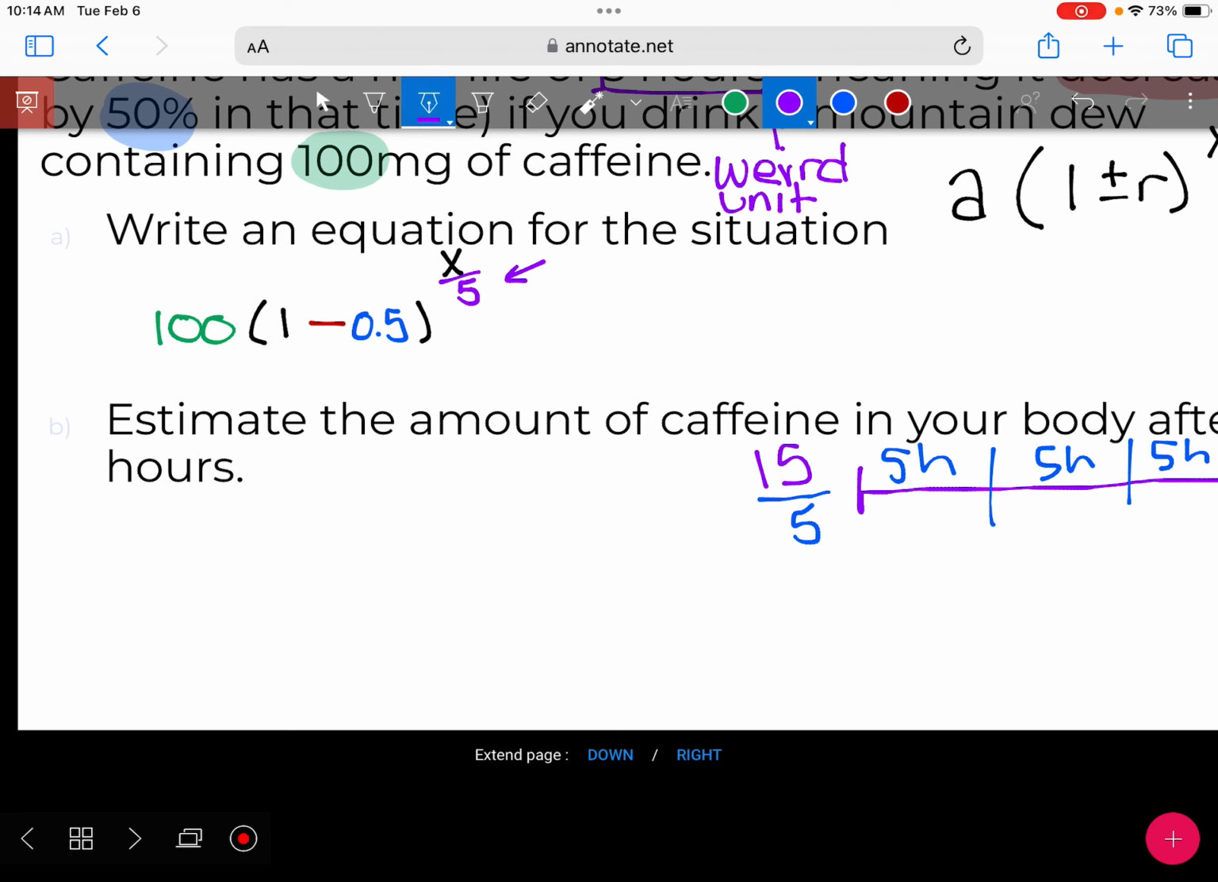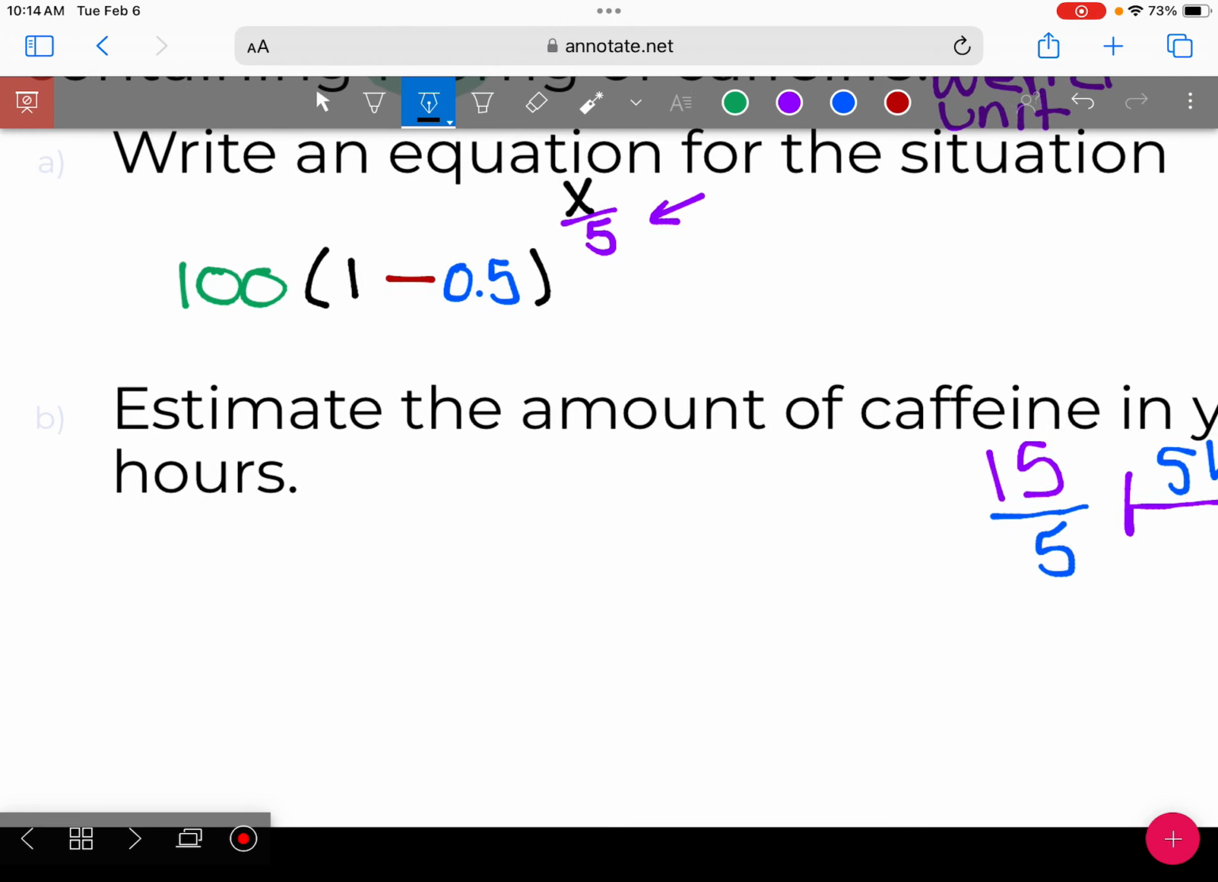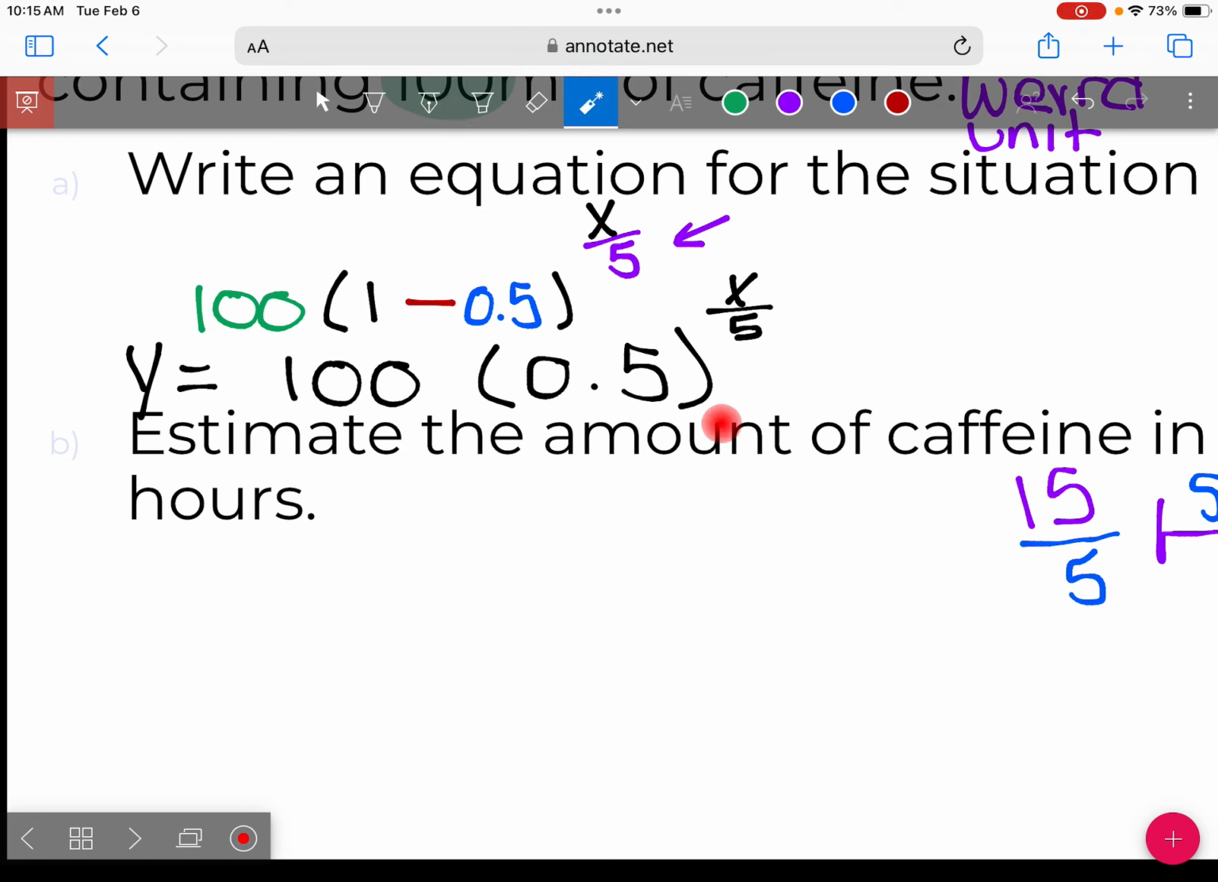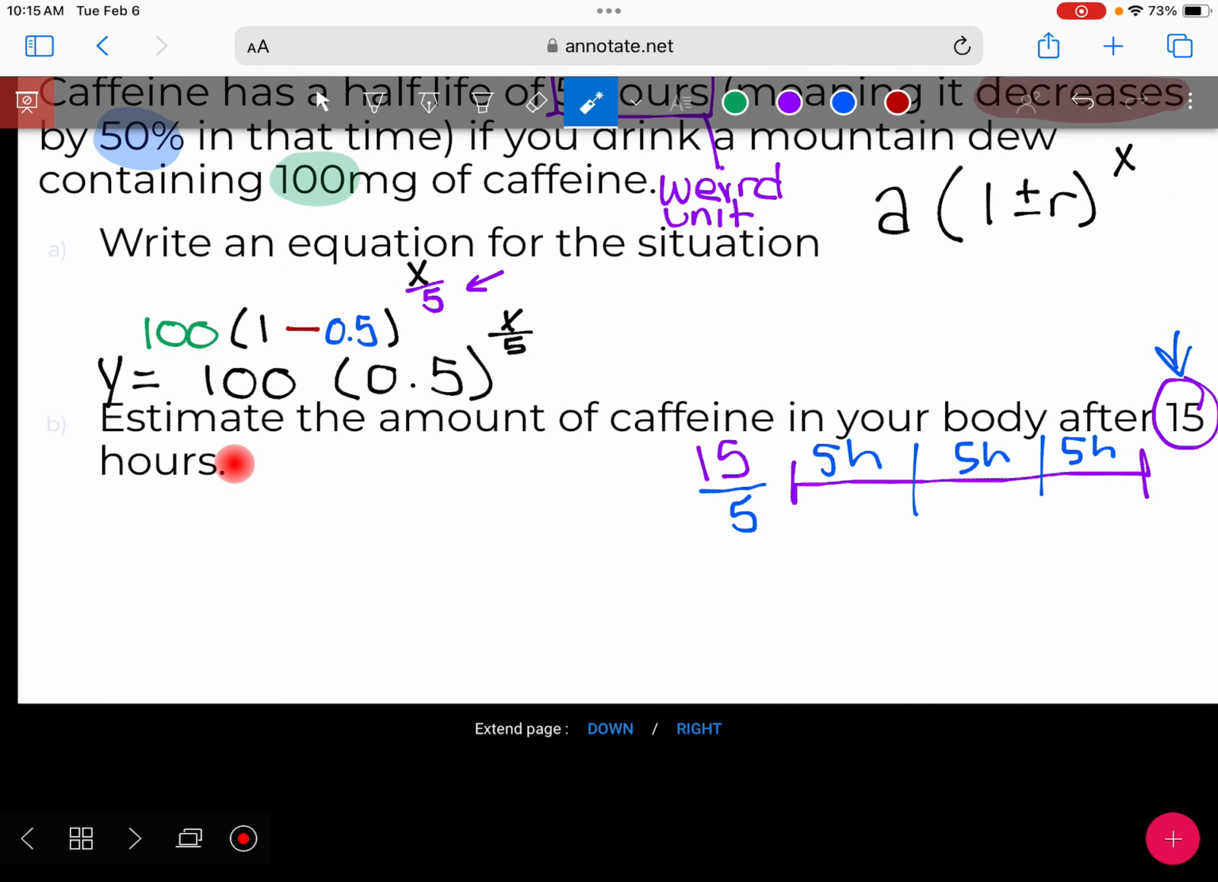Okay? So from here, we're going to finish simplifying it. Our whole equation is our 100. We're going to simplify our parentheses. 1 minus 0.5 is 0.5 because we literally cut it in half. And then we have our exponent of x over 5. That's our equation here. That's the best equation we've got. So when we're coming down here to give an estimate of how much caffeine is left in your body 15 hours after drinking a Mountain Dew. Yes, I did look up the half-life of caffeine to write this problem.